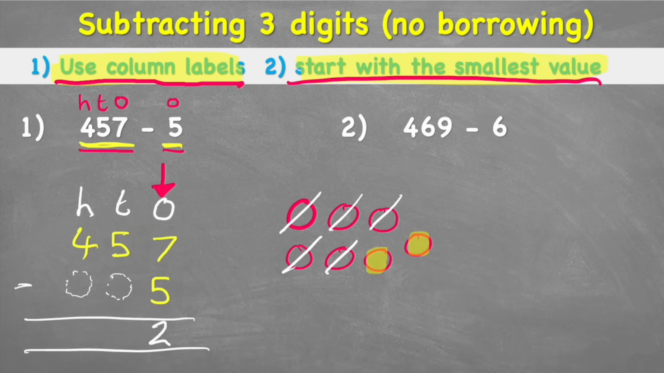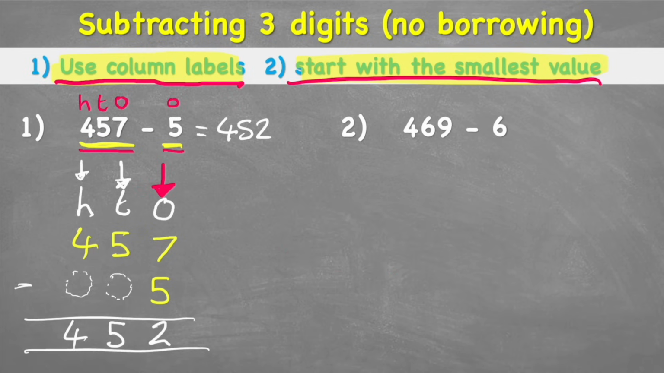And then my second question would be now here in the tens column, and I have 5 subtract 0, and 5 subtract 0 is still 5. And my last question in the hundreds column says 4 subtract 0, and my answer would therefore be 4. So my answer to 457 subtract 5 equals 452. Awesome.